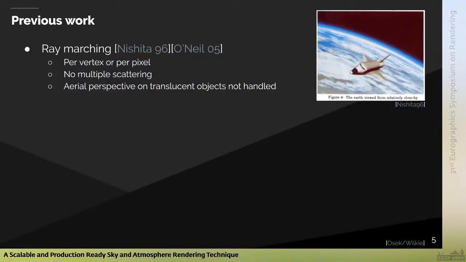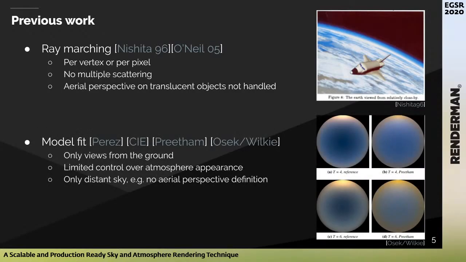So several methods have been proposed to render atmospheres. Nishita and O'Neil proposed a raymarching method. However, they were not taking into account multiple scattering and there was no solution provided to apply the aerial perspective on translucent objects. Another possibility is to fit a mathematical model on the sky color itself, actually learning how it should look according to some parameters. However, those models are limited to views from the ground and also to the range of possibilities that the model has been fitted to.